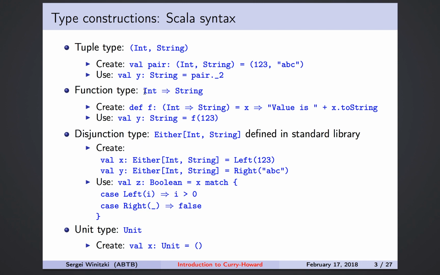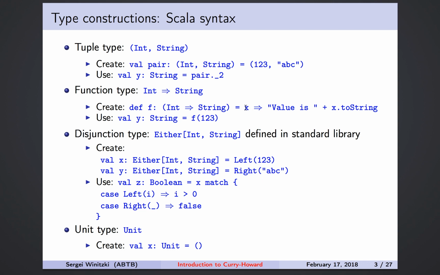So the function type, consider as an example, a function that takes an integer argument and returns a string value. This is the syntax for this kind of function in Scala. One of the possible ways of defining this function is to write this expression. This is the function expression, which is the function itself. It takes an argument named x, which is of type integer, as we just said here.